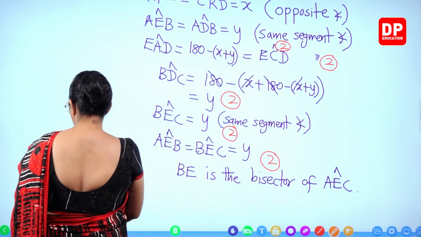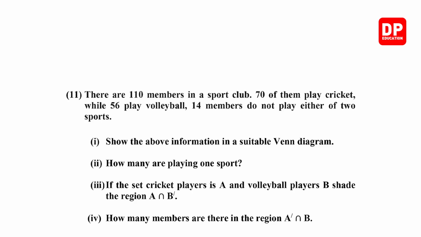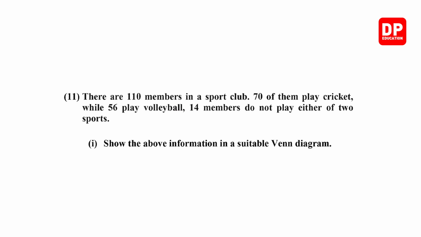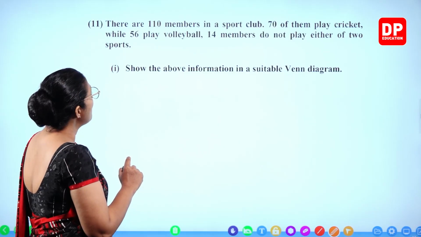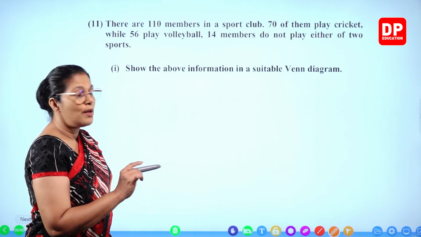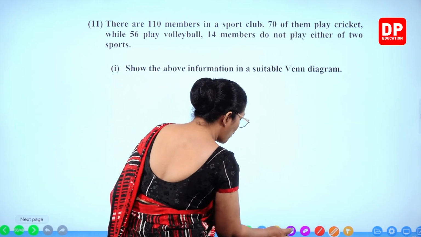Let's do question number 11. It's a set question. So let's do that. There are 110 members in a sports club. 70 of them play cricket while 56 play volleyball. 14 members do not play either of the 2 sports. Show the above information in a suitable Venn diagram. So let's draw the diagram.